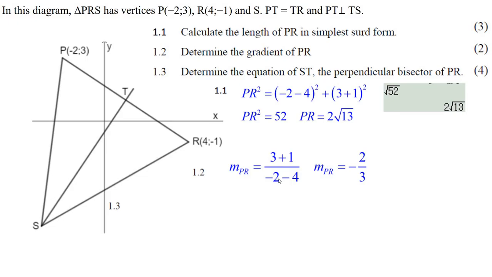3 plus 1 is 4. Minus 2 minus 4 is minus 6. 4 over 6 is 2/3. But it's a negative 2/3.